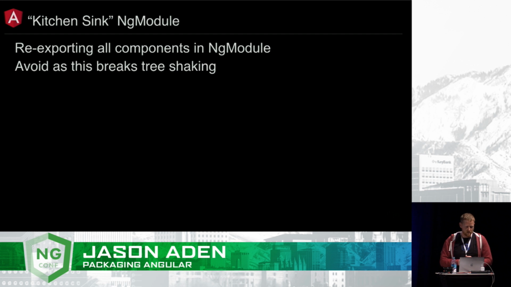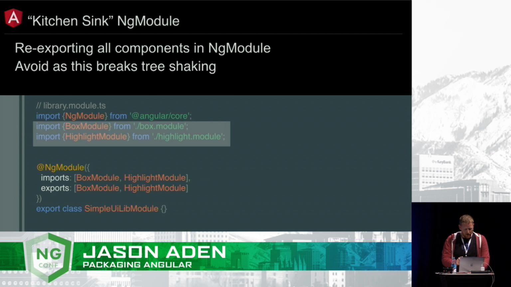The problem with that is that we want to avoid it because it completely breaks tree shaking. Down the road, as an app developer, if the only component you used was a tooltip, well, you don't want all of Material or all of the library included in your final bundle. So these kitchen sink modules actually destroy the ability to do tree shaking.